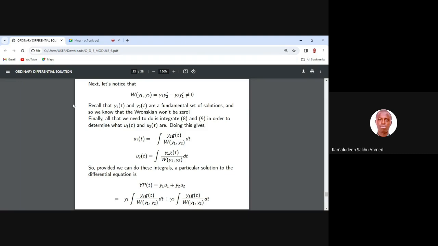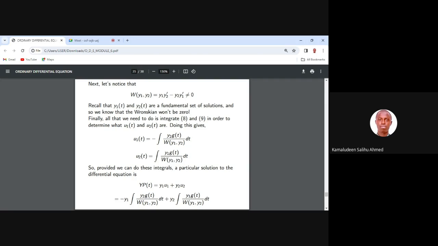That is why we bring it here. So recall y1 of t and y2 of t. This is the Wronskian, W(y1, y2). If you can still recall the matrix from the last slide, when you take the determinant, it will be in this form. You know how we take the determinant: you multiply the diagonals, then subtract. So y1 y2 prime minus y2 y1 prime. If it is not equal to zero, that is the Wronskian, and it is linearly independent.